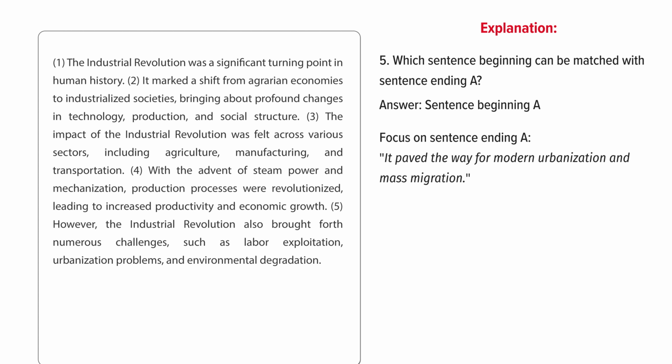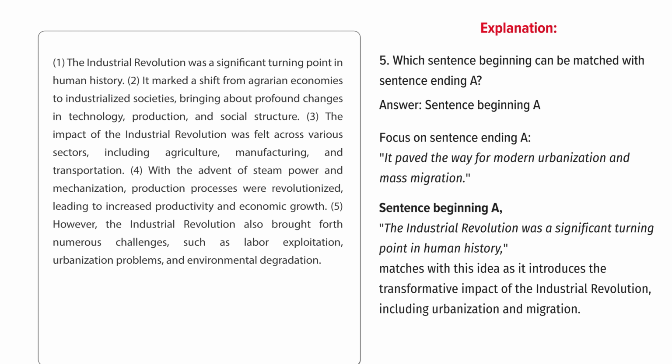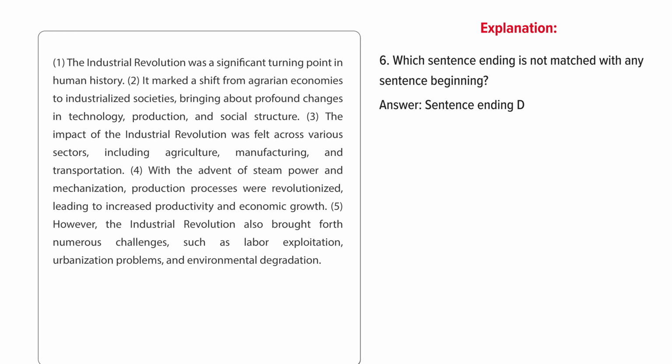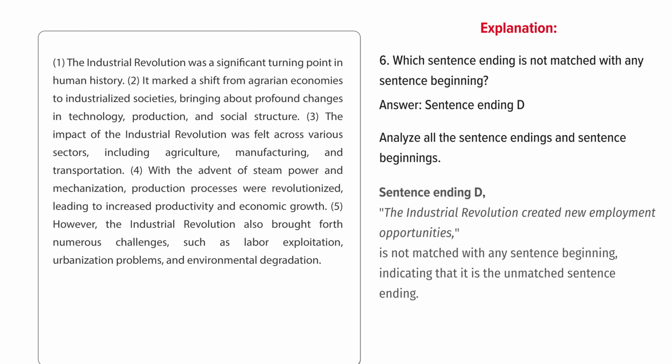It paved the way for modern urbanization and mass migration. Sentence beginning A, The Industrial Revolution was a significant turning point in human history, matches with this idea as it introduces the transformative impact of the Industrial Revolution, including urbanization and migration. 6. To answer this question, analyze all the sentence endings and sentence beginnings. Sentence ending D, The Industrial Revolution created new employment opportunities, is not matched with any sentence beginning, indicating that it is the unmatched sentence ending.